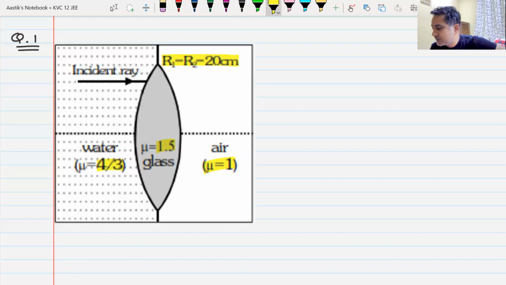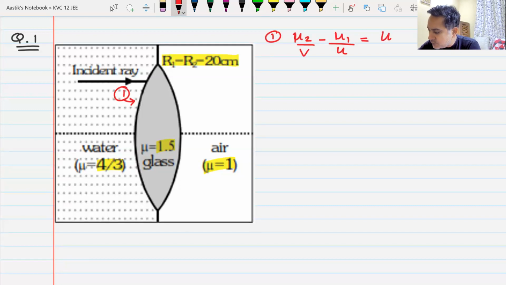How are we going to get the answer for this? So this is the first surface. Let me write the formula for the first surface. What is the formula for the first surface? Mu2 by V minus mu1 by U is equal to mu2 minus mu1 by R. I am supposed to find the focal length of this combination. To find it, I am finding the second focal length. If I am to find the second focal length, the rays must come from infinity.